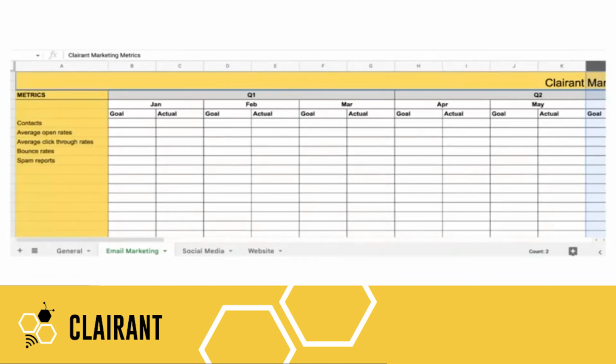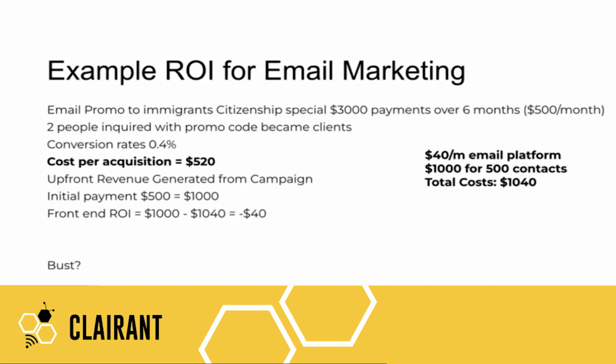Then I want you to open up your marketing metrics spreadsheet. I want you to click on the email marketing tab at the bottom. You can put your metrics in on the left-hand side, if there's any customized ones you want to be tracking that I don't have here, and make sure you are keeping track of your goals and your actuals for each month.